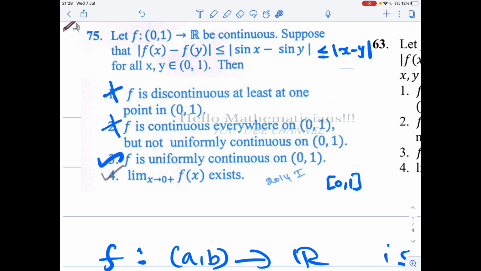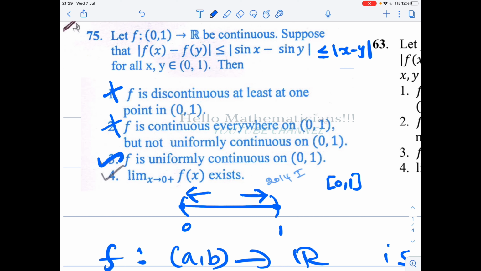Or equivalently, f is uniformly continuous on open (a, b) if and only if the right limit at the point 0 exists and the left limit at the point 1 exists. If you look at the interval open (0, 1), you can approach 0 from this side only. In the interval open (0, 1), you can approach 1 through this direction only. So this is coming from the right, so it is a right limit; this is coming from the left, so it is a left limit.